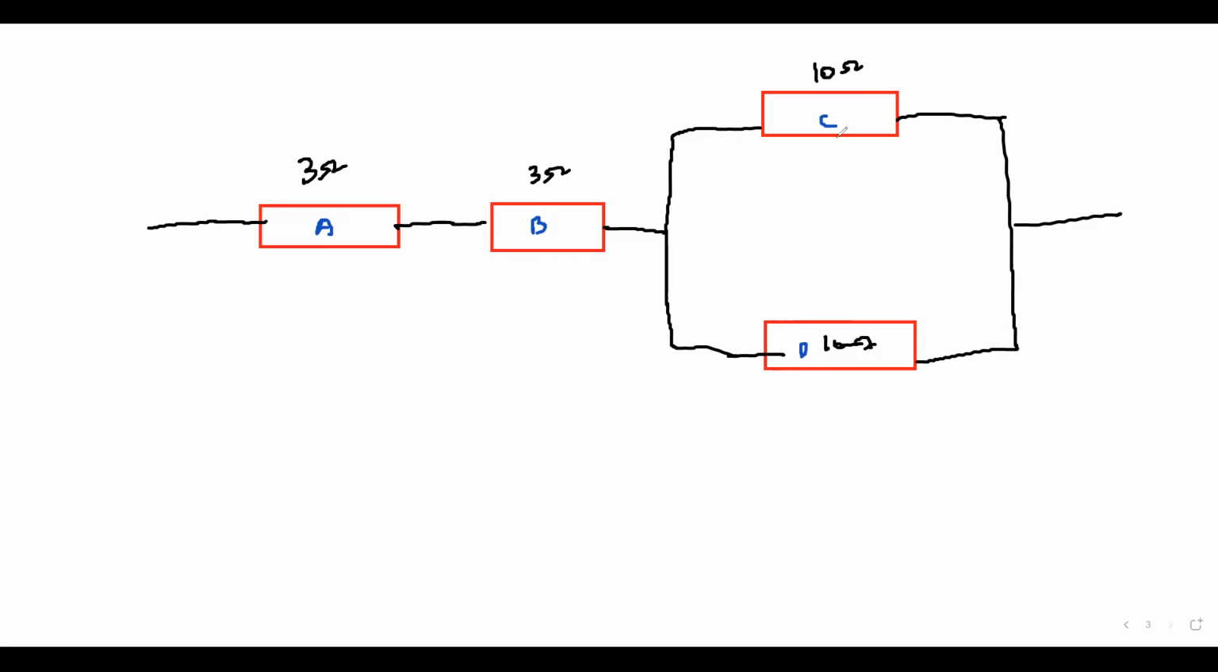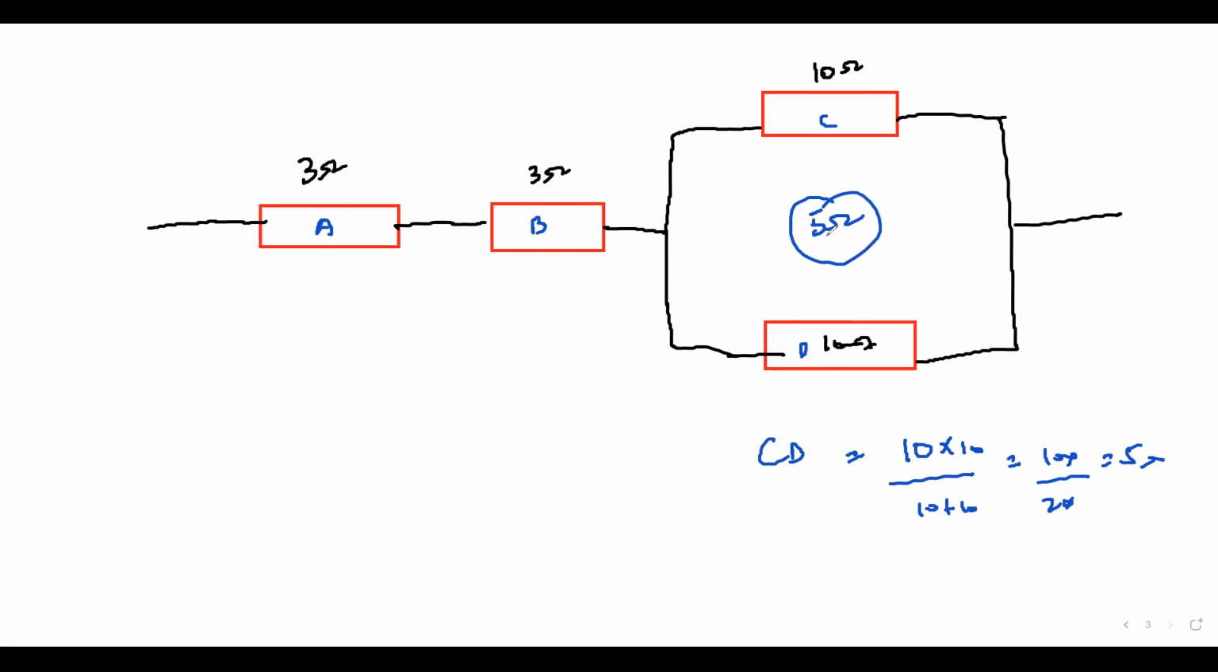As they're in parallel, what is the combined resistance of C and D? Product divided by sum: 10 multiplied by 10 divided by 10 plus 10. So 100 divided by 20 is equal to 5. So the combined resistance is 5 ohm. And this 5 ohm is now in series with 3 and 3. So it will be 3 plus 3 plus 5. So 6 plus 5 is equal to 11 ohms.